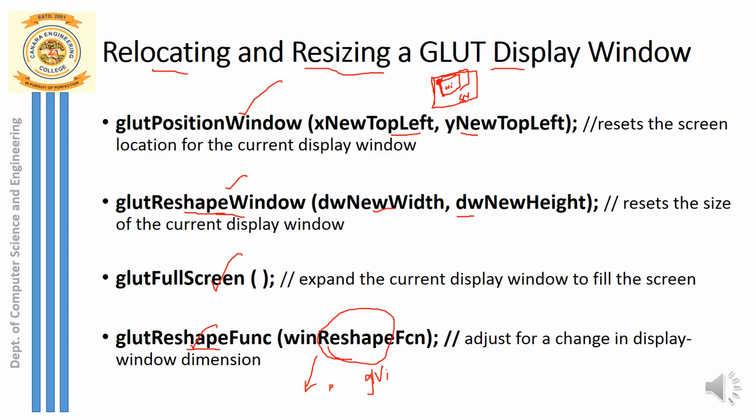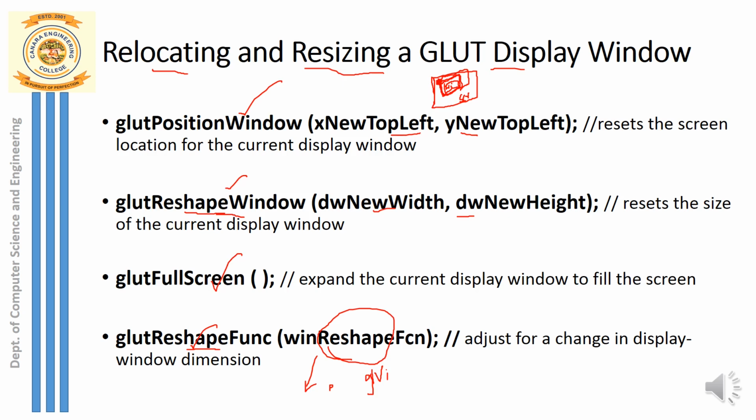There in the glViewport, within the display window you define one area, which is nothing but the portion where the graphics has to be displayed. So that new viewport will be as per the new width and height that you have set for your display window. So that is the glutReshapeFunc function that you can define, and remember that it is a callback function.